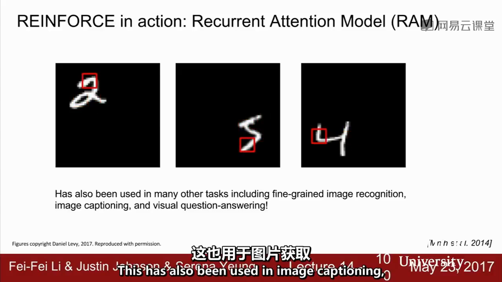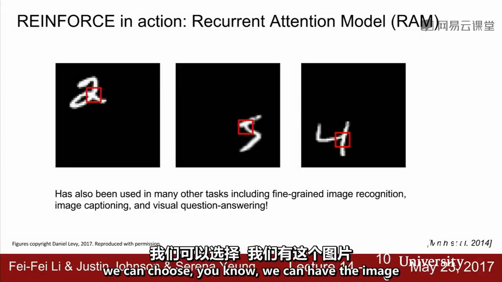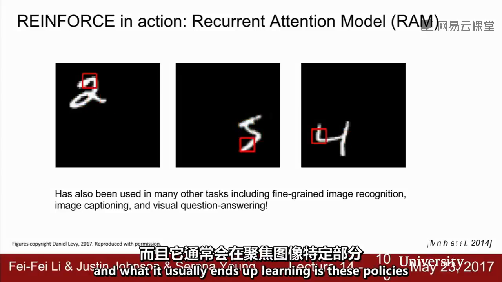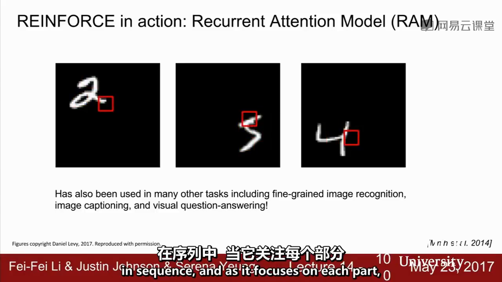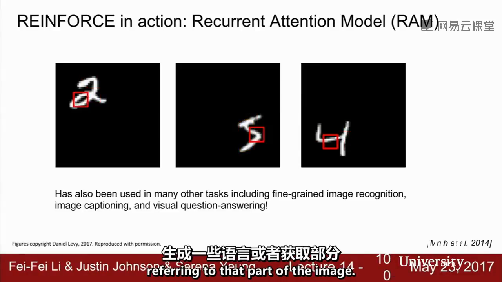This has also been used in image captioning, right? So if we're going to produce a caption for an image, we can have the model use this attention mechanism to generate the caption. And what it usually ends up learning is these policies where it'll focus on specific parts of the image in sequence. And as it focuses on each part, it'll generate some words or the part of the caption referring to that part of the image.